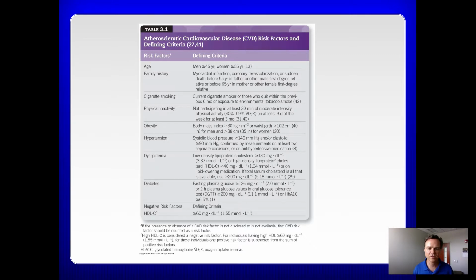Physical inactivity, so people not completing 30 minutes of moderate activity on at least 3 days a week also fall into that category. So you might not be completely meeting the recommendations even with that, but are they completely inactive?